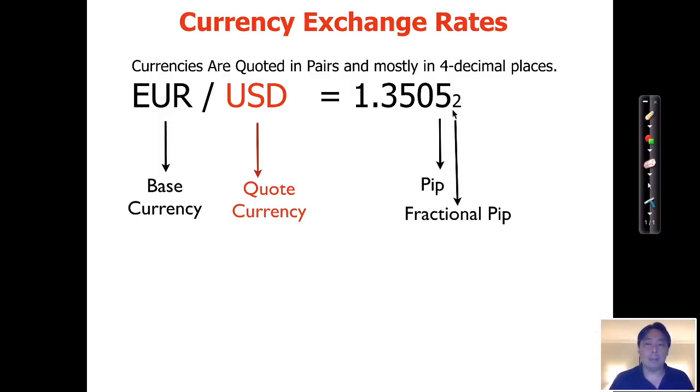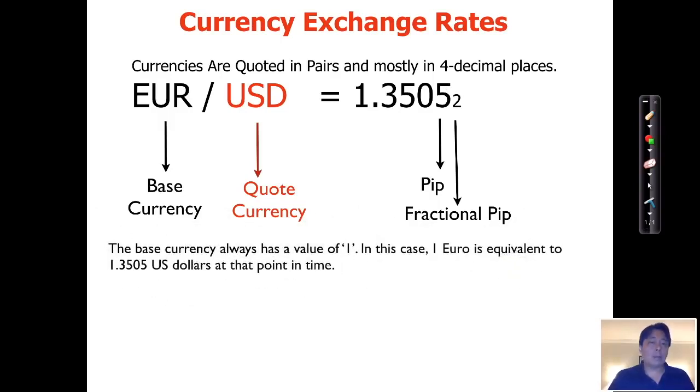Like I mentioned, it's a fractional pip, so we're not going to worry about that. We're going to look at the pip. Like I said, the base currency always has a value of 1. In this case, euro, we're saying 1 euro. What we're saying is that 1 euro is equivalent to 1.3505 US dollars at this particular point in time.